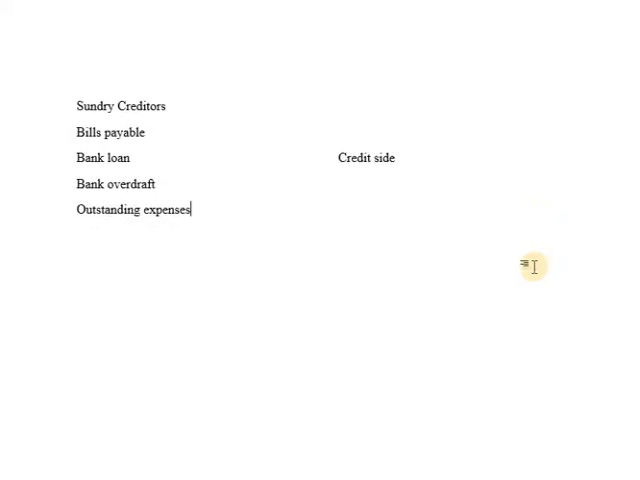So remember these 5 names as a part of your working notes: sundry creditors, bills payable, bank loan, bank overdraft, outstanding expenses. Any of the names given among these 5 names will be recorded on credit side. Names other than these 5 names will be recorded on debit side. So these 5 names will be recorded on credit side, and any other name will be recorded on debit side.